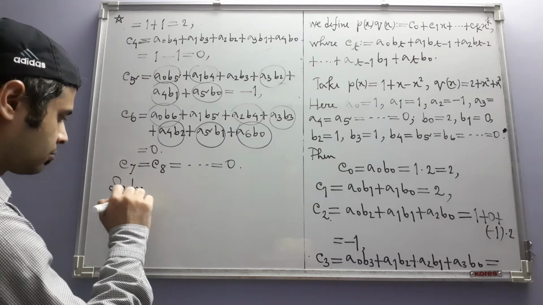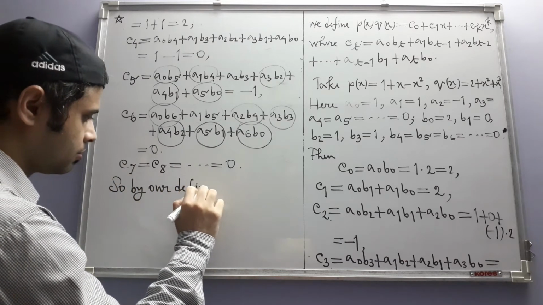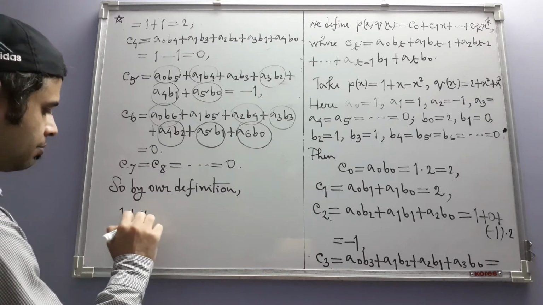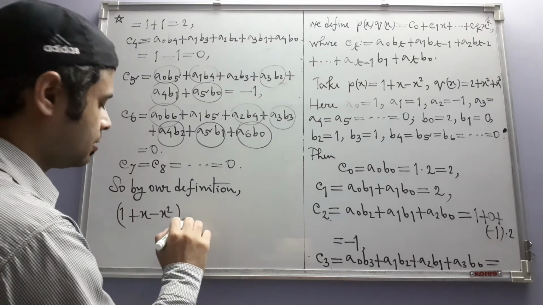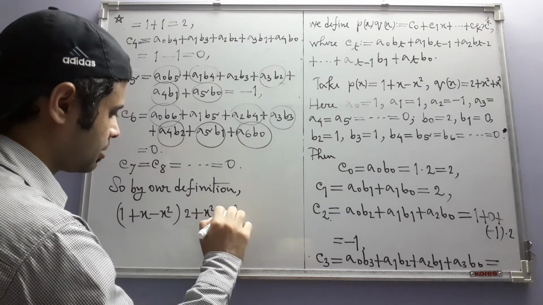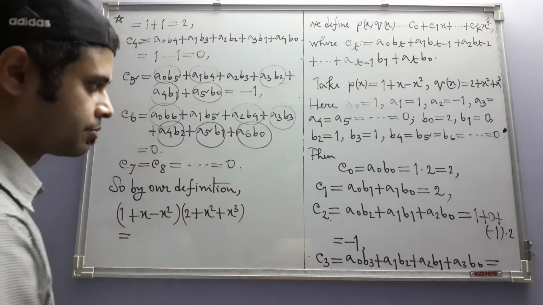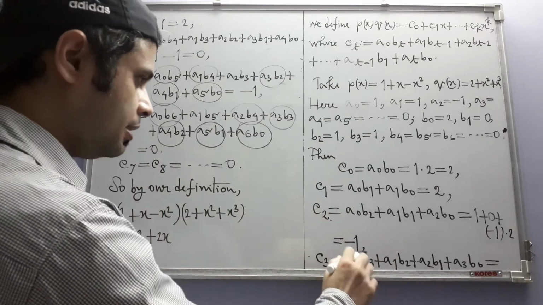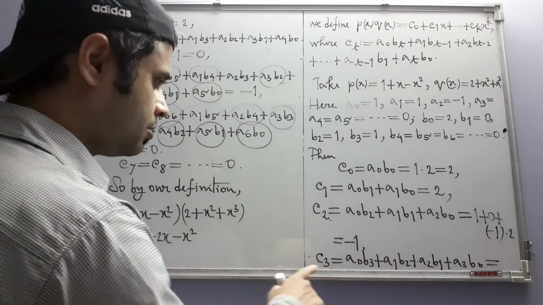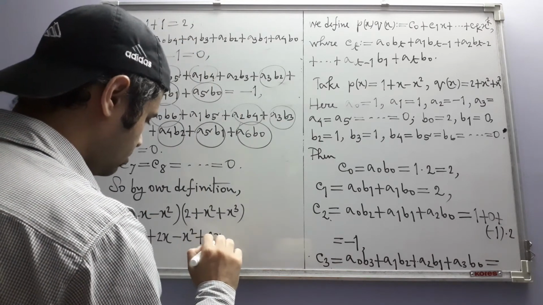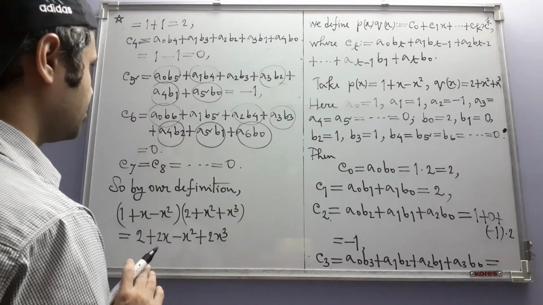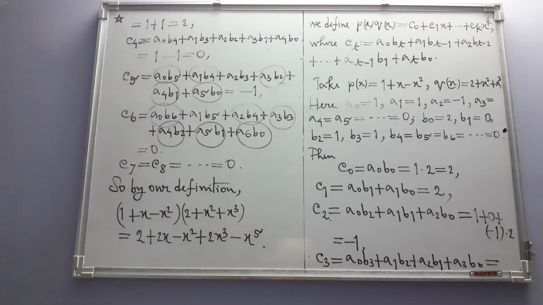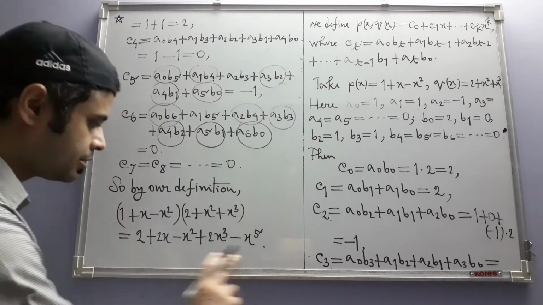So by our definition, the product of these two polynomials 1 plus x minus x square and 2 plus x square plus x cube is equal to C0 is 2, so 2, C1 is 2x, C2 is minus 1, minus x square, C3 is 2, plus 2x cube, C4 is 0, so that will not be there, C5 is minus 1, so minus x to the power 5, and the higher coefficients are all 0. So this is the product.